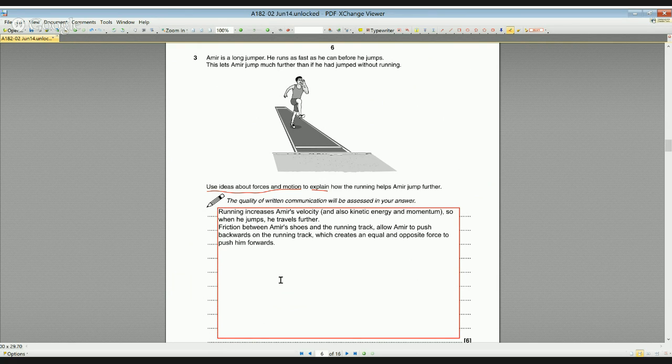Now, that's dealt with the running side of it. We haven't addressed why it is that just simply being faster when you hit the takeoff board allows Amir to travel further. So for that, we need to consider the jumping side of what he's doing. So when he gets to the board, he pushes off with his feet, he pushes off the ground.